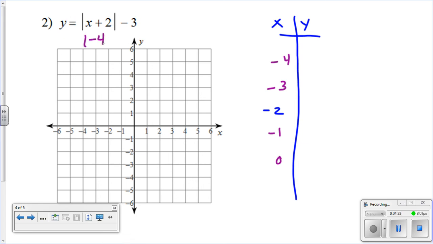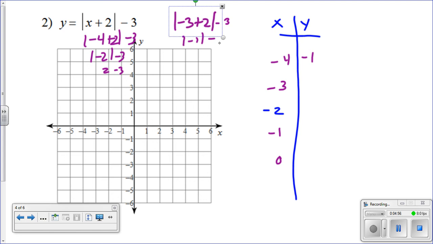So absolute value of -4 plus 2, then minus 3, so that's the absolute value of -2 minus 3, so 2 minus 3, that's -1. Let's plug in -3, the absolute value of -3 plus 2, minus 3, so this is the absolute value of -1 minus 3, so 1 minus 3, that should be -2. Let's plug in negative 2, so the absolute value of negative 2 plus 2 minus 3, so that's 0 minus 3, that's going to be negative 3.